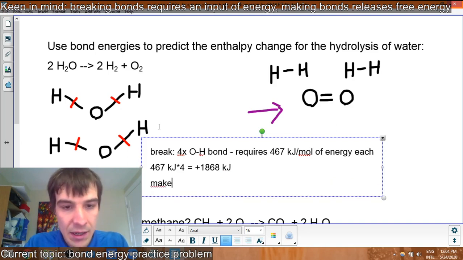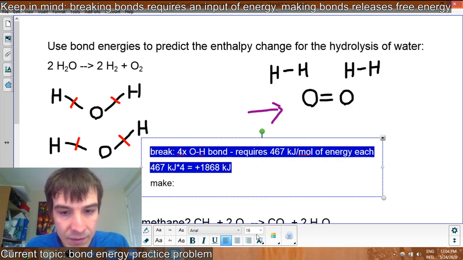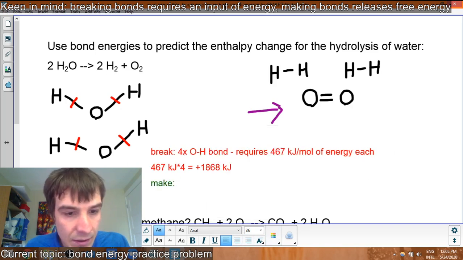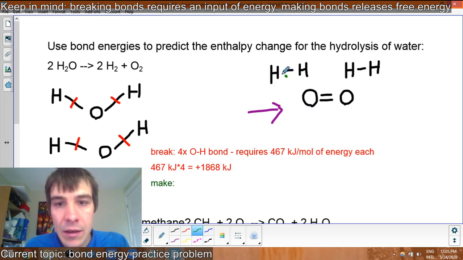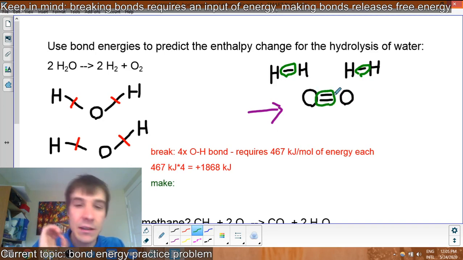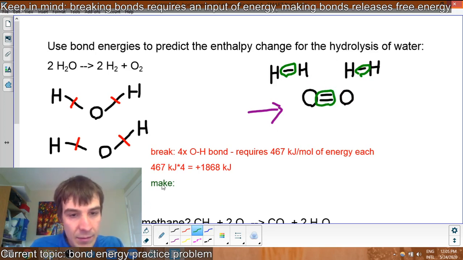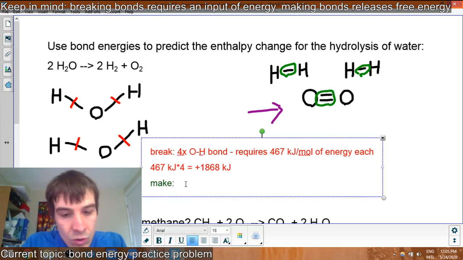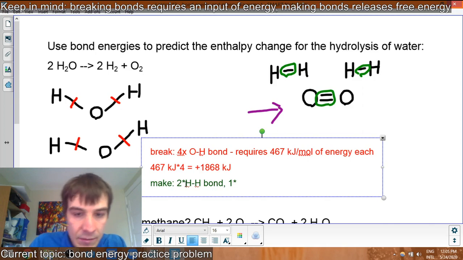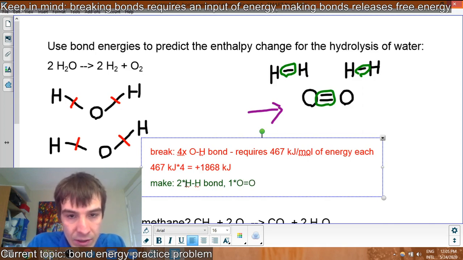Let's look at our make. Let's actually make this red because we're breaking it. Let's see what we're making, and we'll make that green because we're making them. We're making a hydrogen-hydrogen bond, another hydrogen-hydrogen bond, and an oxygen-oxygen double bond. So we have to watch out for that. We're going to make 2 times hydrogen-hydrogen single bond, 1 times oxygen-oxygen double bond. And we need those energies.